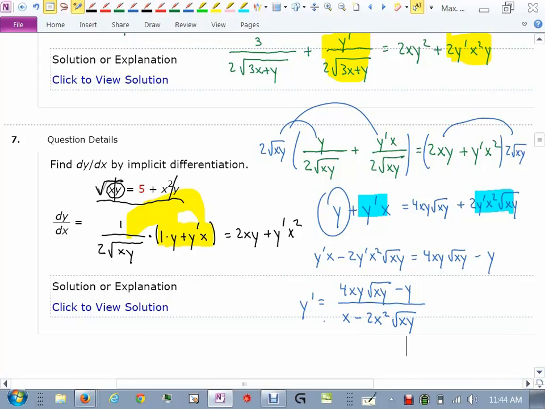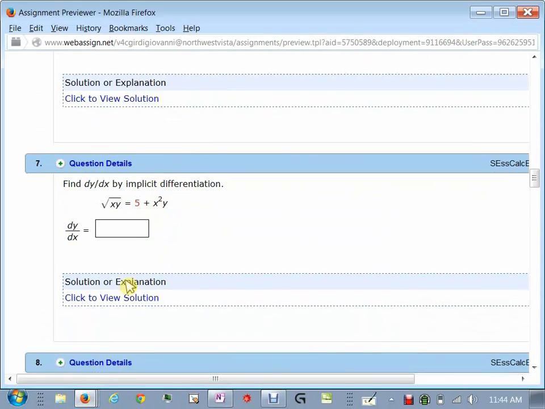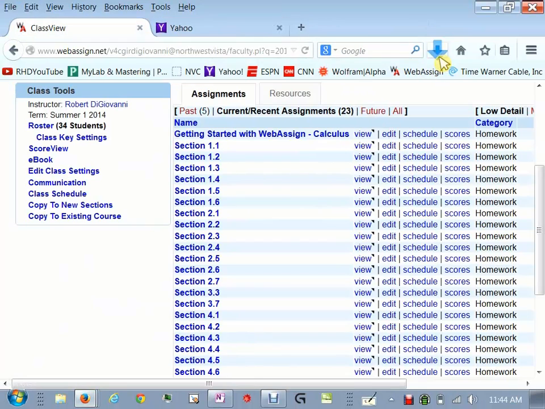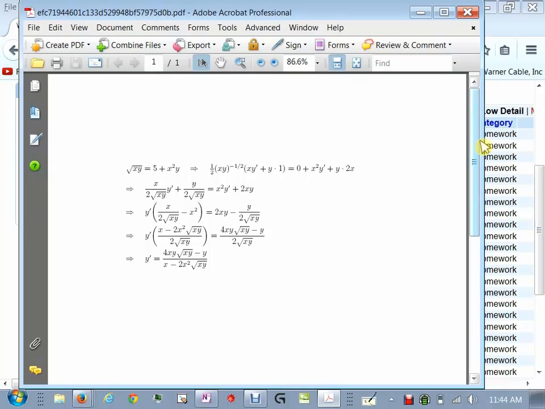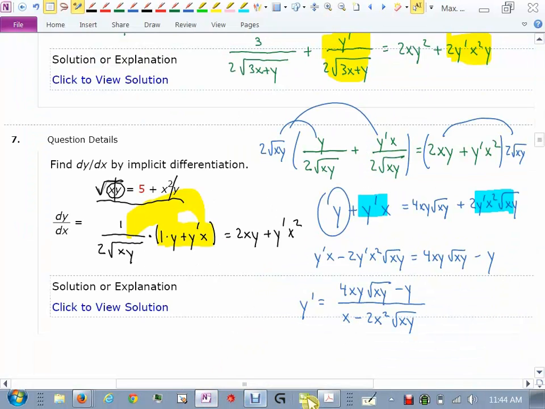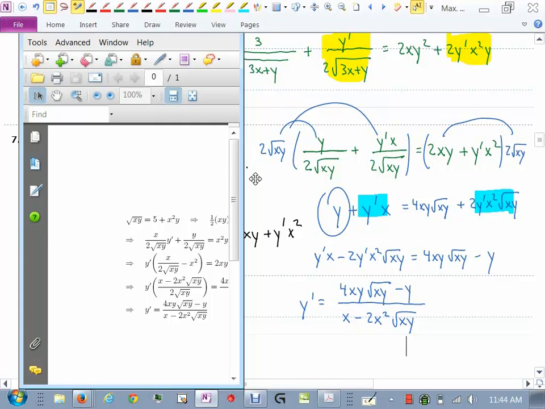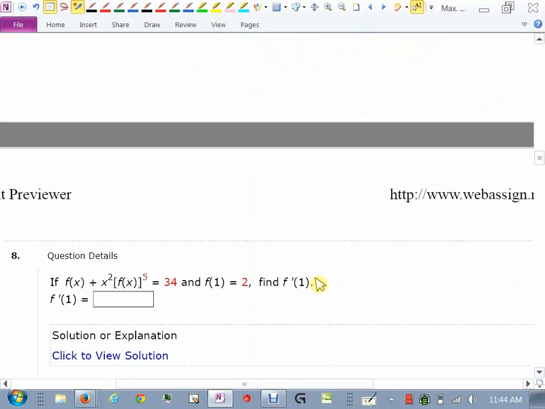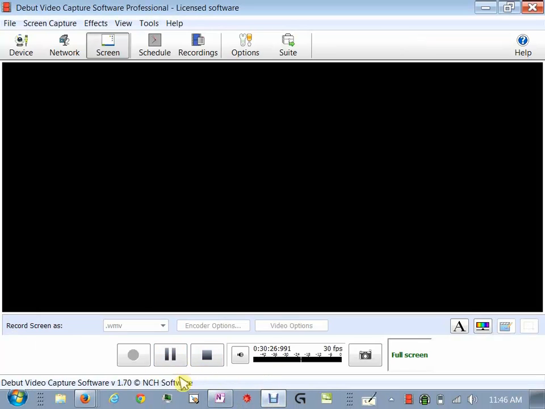All right, I think I'm happy with that. Let's see what they've got. Which one was it, this one? I wonder if they went to rational exponents. Oh, that looks pretty good. Well, it's kind of hard for you to see that. 4xy root xy, that's this minus y, and on the bottom x minus 2x. Okay, yeah, we got the same thing. All right, quick break for me.